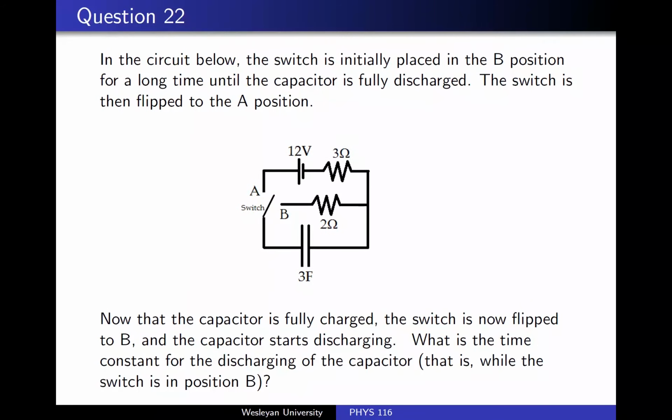And finally, we are asked for the time constant for the discharging of the capacitor. Well, the relevant circuit for the discharge is the capacitor and the 2 ohm resistor. This is where the current flows. This will be the positive plate of the capacitor, the negative plate. Current is flowing this way. And so we get tau is equal to R effective times C effective. And this time it is going to be 6 seconds for the time constant.